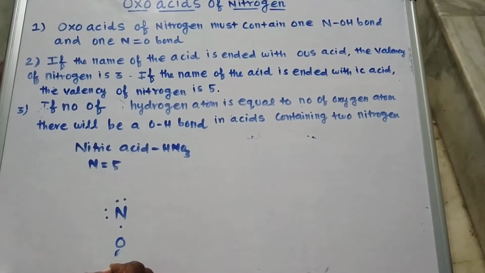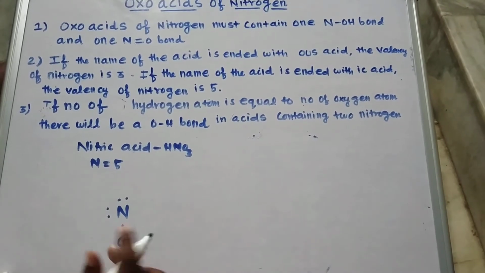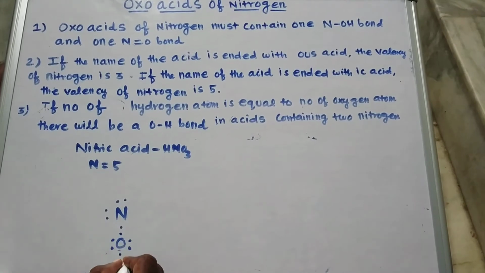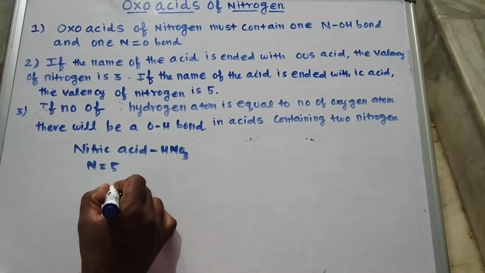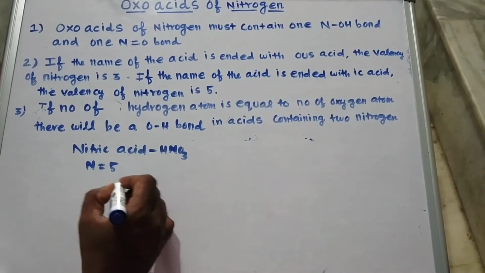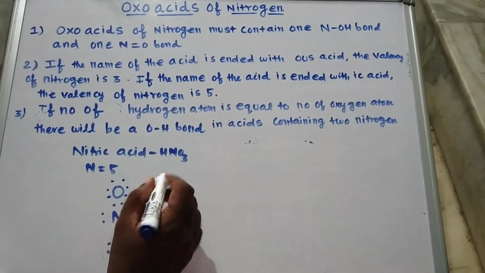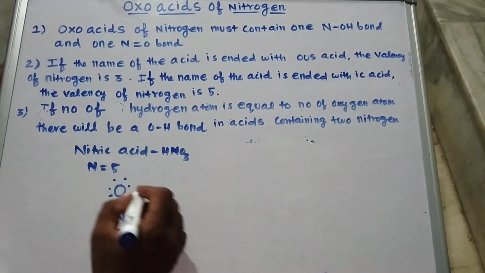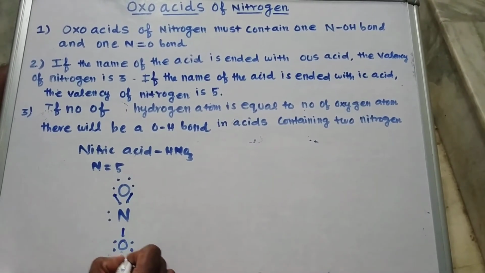O and H. For oxygen the valence electrons is equal to 6: 1, 2, 3, 4, 5, 6. For hydrogen it is equal to 1. Then there is another oxygen atom. But the number of oxygen is equal to 3. Here the valency is equal to 5. First of all, join the bonds: double bond, single bond, then also a single bond.